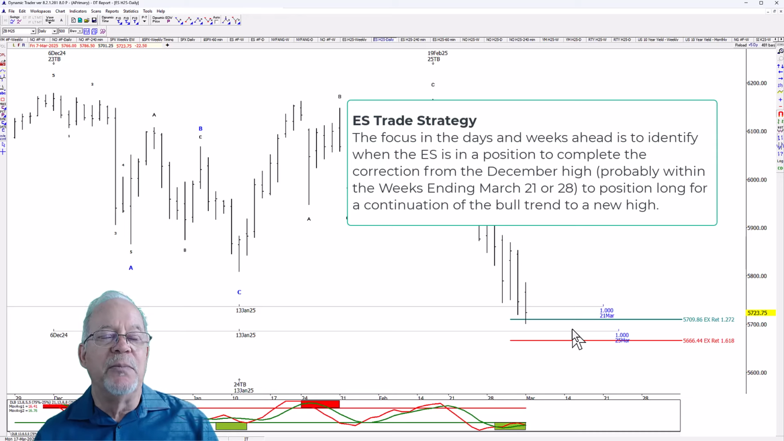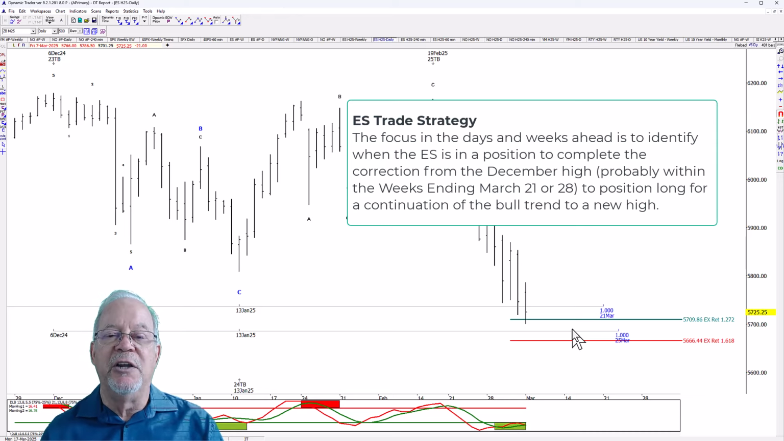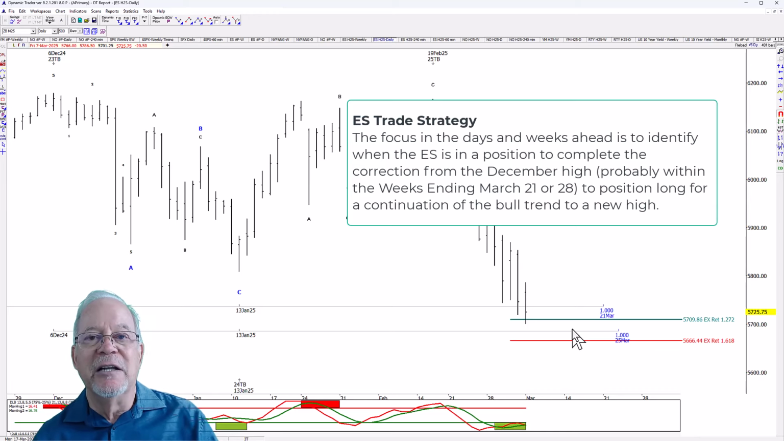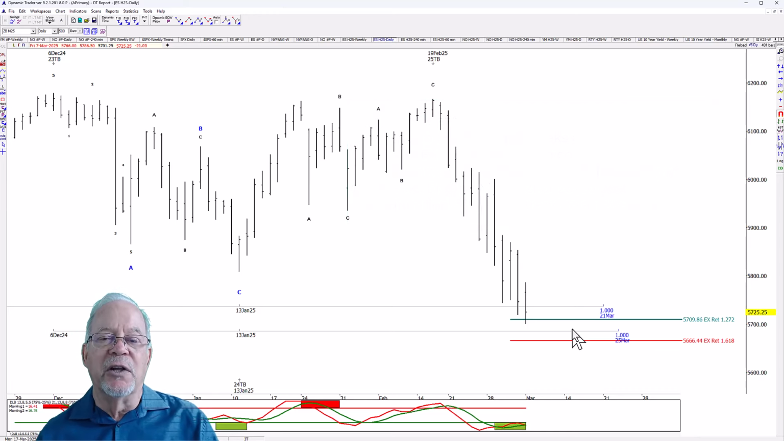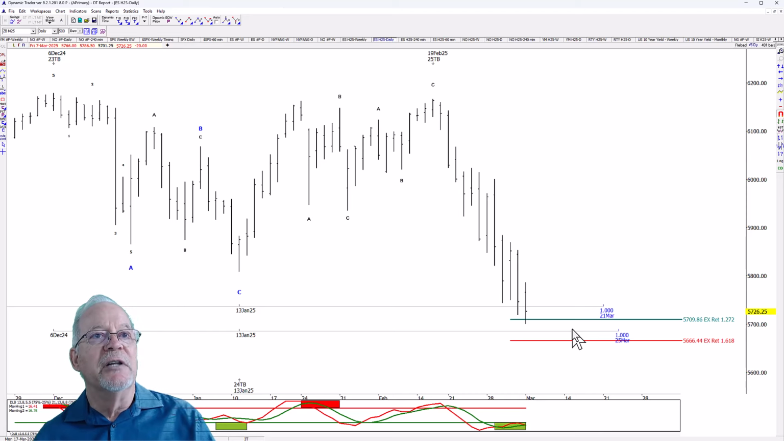So we keep updating this twice a week in our DT reports. You might want to come along for the ride with us, because we've been pretty right on over the last few months. So let's be focused on this over the next couple of weeks.